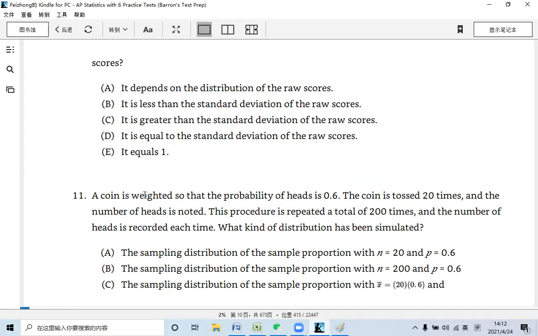Look at 11. A coin is weighted, so the probability of heads is 0.6. The coin is tossed 20 times and the number of heads is noted. This procedure is repeated a total of 200 times, and the number of heads recorded each time. What kind of distribution has been simulated?